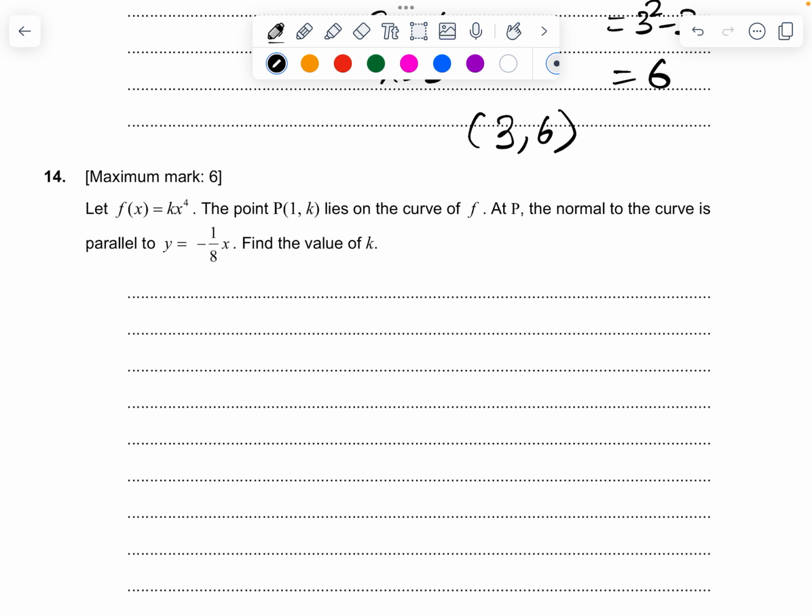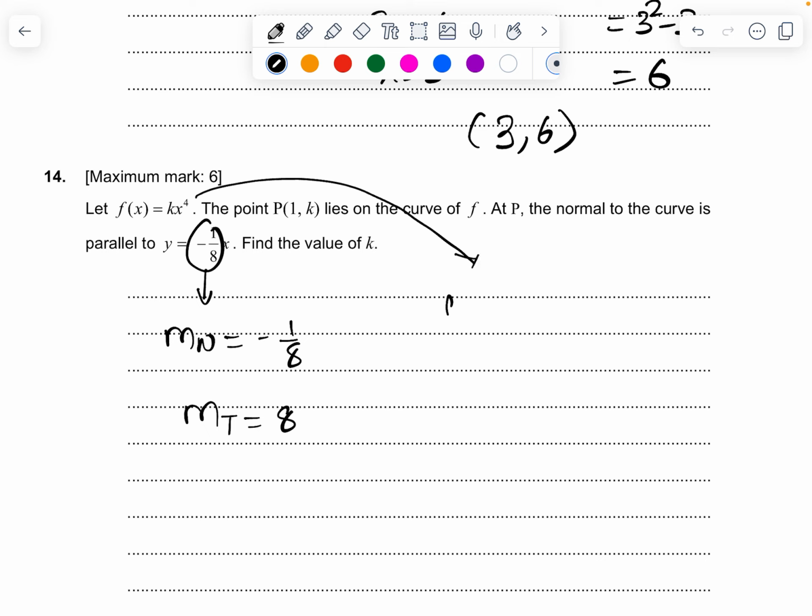f of x equals kx to the power of 4. The point P 1 comma k lies on the curve. At P, the normal to the curve is y equals minus 1 by 8x. So gradient of the normal is negative 1 by 8. So gradient of the tangent is going to be 8.